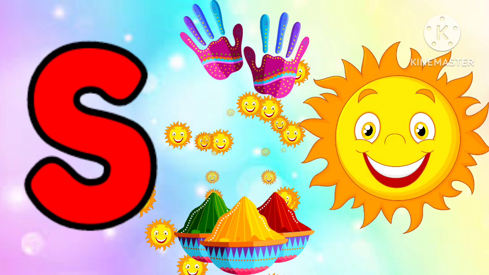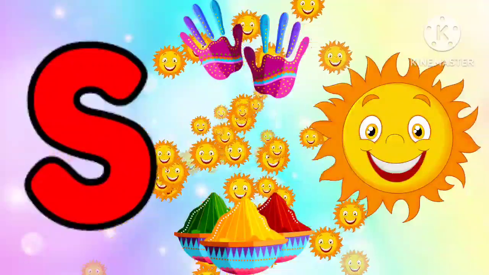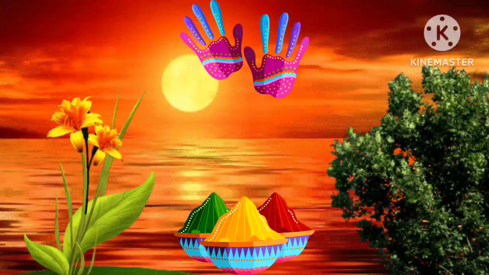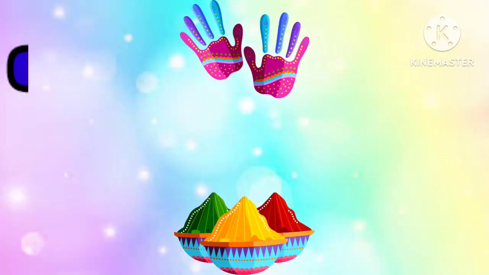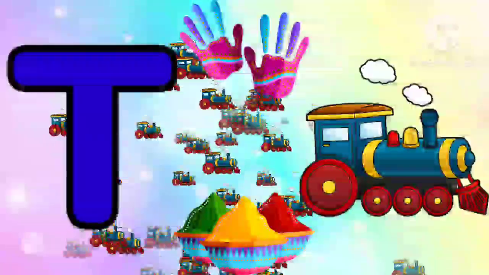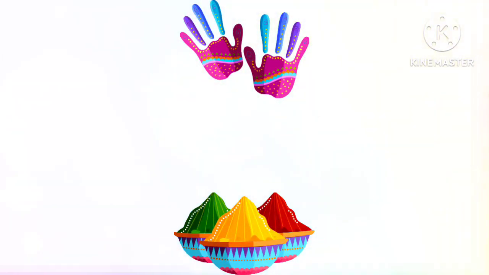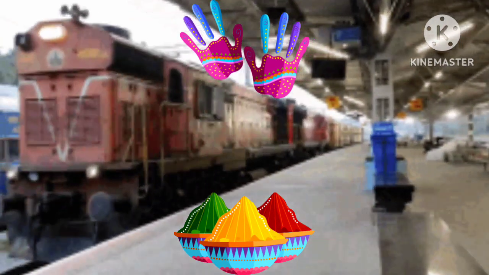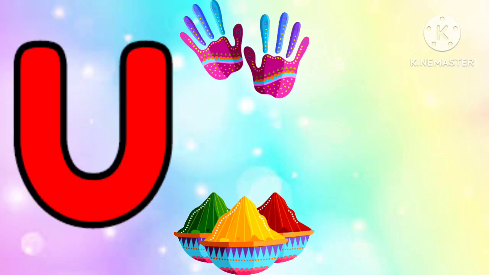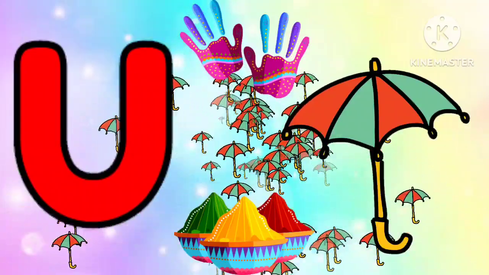S. S is for sun. T. T is for train. U. U is for umbrella.